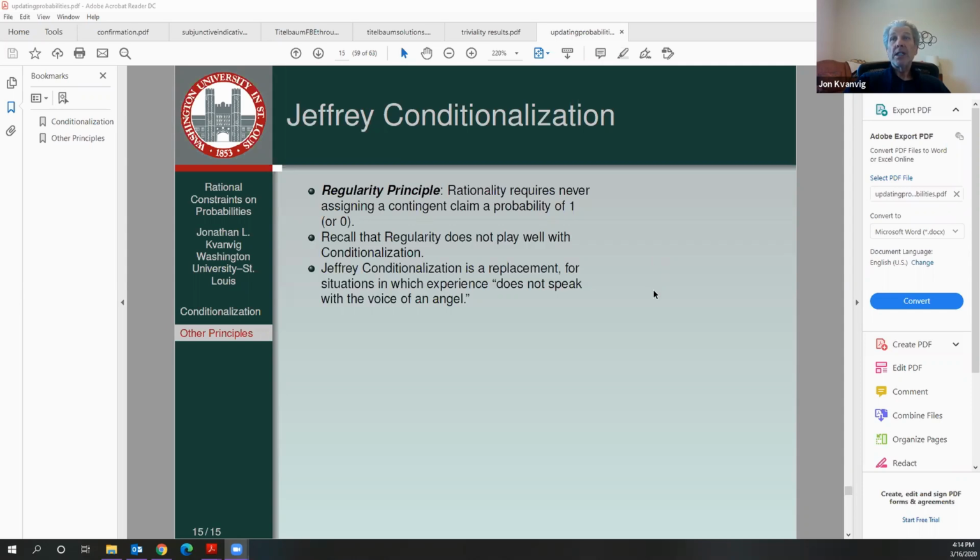situation where experience doesn't speak with the voice of an angel. Now, what that phrase means, that's van Fraassen speaking, and the idea is this: sometimes experience is crystal clear and there's no question what you're supposed to learn from it. In other cases, things are murkier.